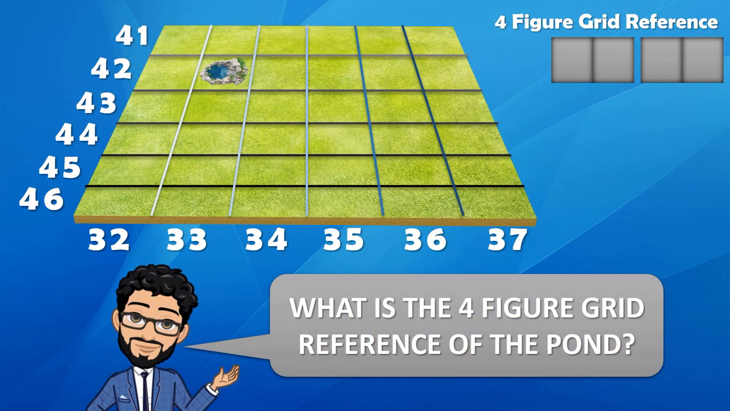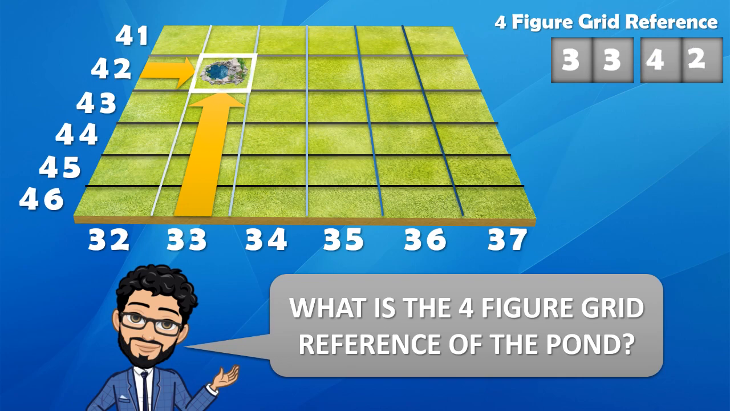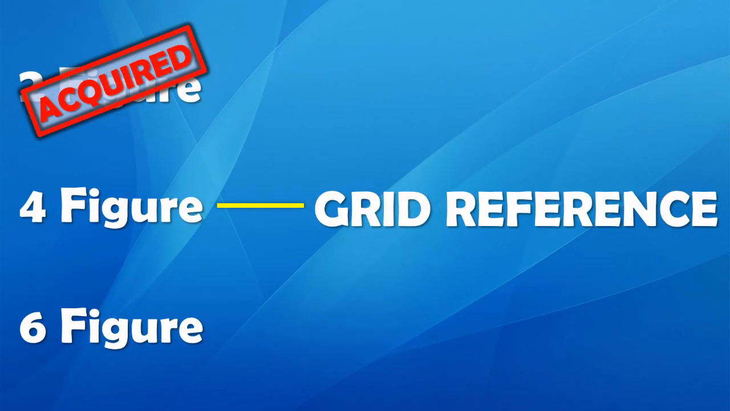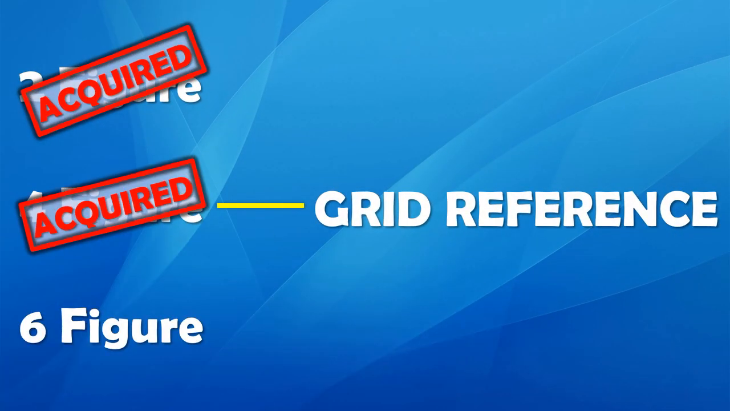Now we follow the same steps as in the 2-figure grid reference to find what the 4-figure grid reference of the pond is. Starting with the x-axis, we can see that the first 2 digits are 33. Then on the y-axis, we have 42. This gives us our 4-figure grid reference. And just like that, learning the 2-figure grid reference has given us the 4-figure grid reference.